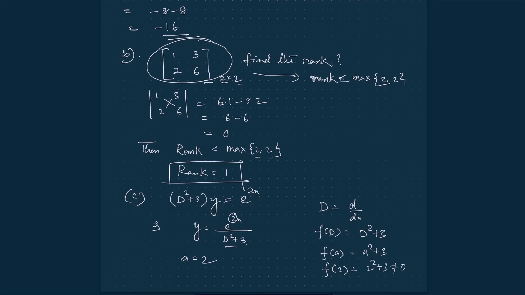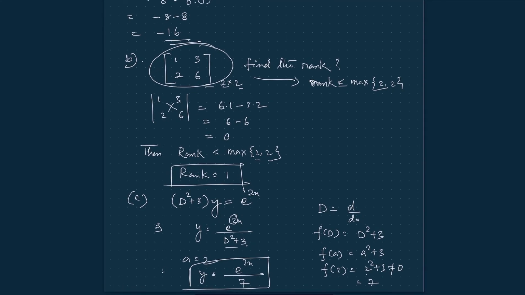So this is not 0, then y will be equal to e to the power 2x divided by 2 square plus 3. 2 square means 4, plus 3 is equal to 7. So the solution is e to the power 2x by 7. And one more thing is the complementary function. This is the answer finally.